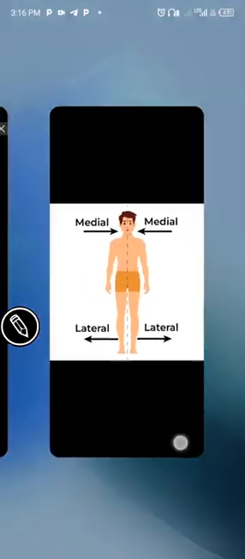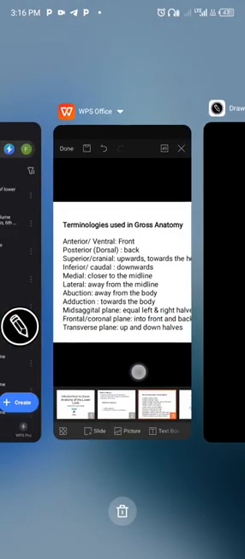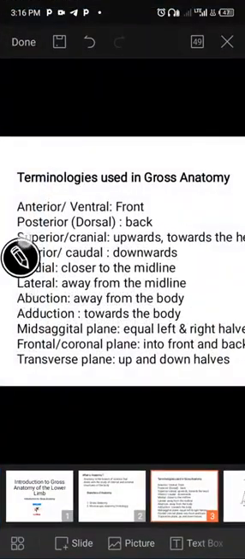Alright, the next thing I'll talk about now is abduction and adduction. At times they are mistaken for each other. So let's talk about abduction.